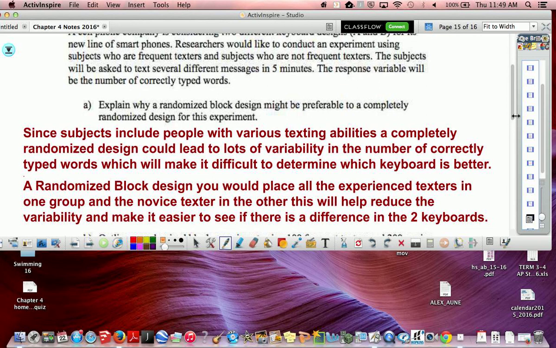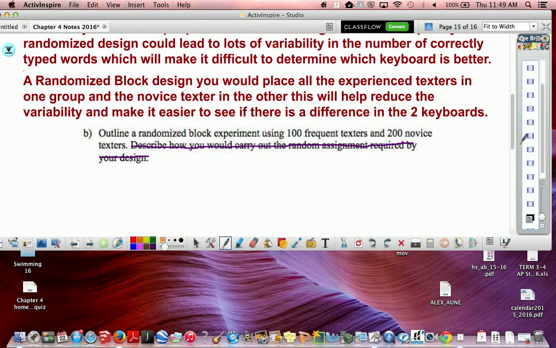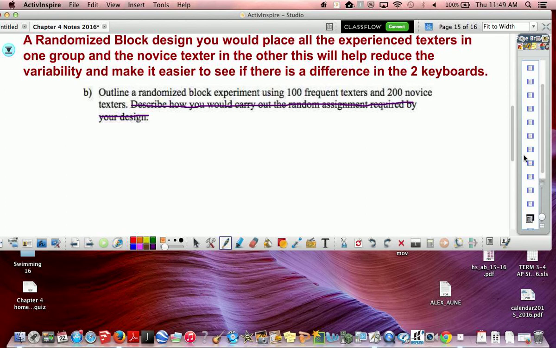All right, so let's take a look at the second part. Part B says outline a randomized block experiment using 100 frequent texters and 200 novice texters. So I crossed out the describe the random assignment, I figured that was a little bit too redundant. So just do another outline. So we start off with 300 subjects.